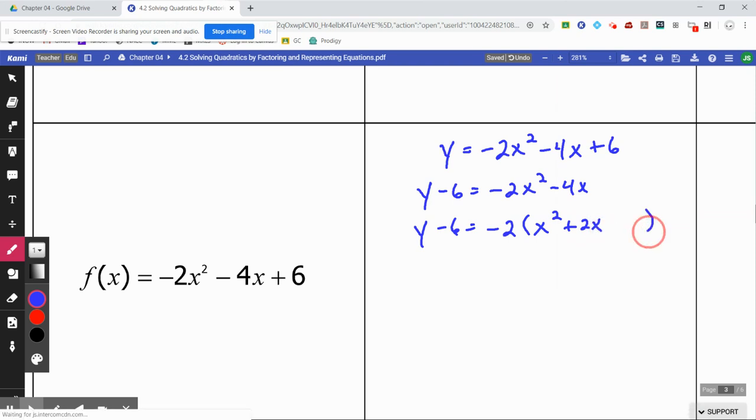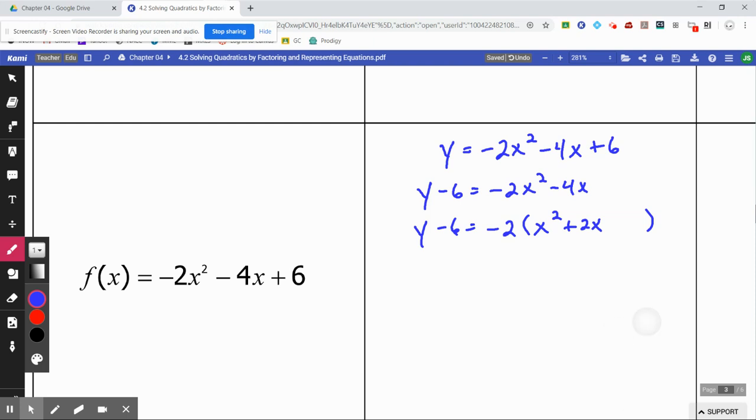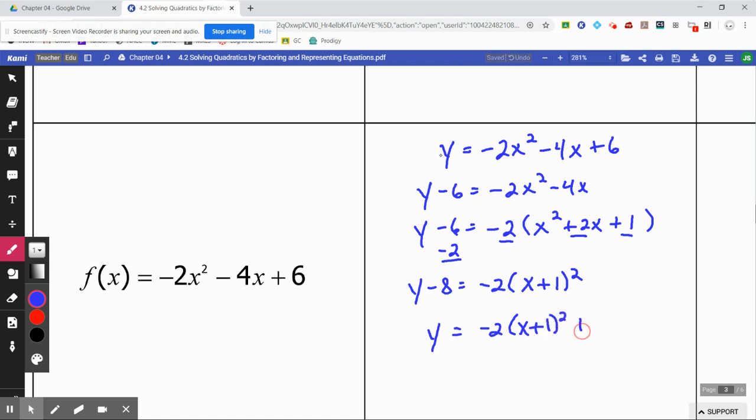I'm going to leave a space in there. We're now going to complete the square. Take half of this, multiply it by itself, and that gives you a positive 1. If there's a number out front, you've got to multiply those back together to figure out what to add to the other side. So negative 2 times 1 means you're going to add a negative 2 to the other side. You now have y minus 8 equals negative 2 times the factored form of that, which would be x plus 1 times itself. Move the minus 8 back over, and your vertex form is going to be y equals negative 2 parentheses x plus 1 squared plus 8.